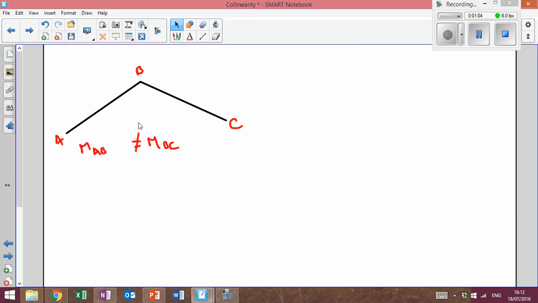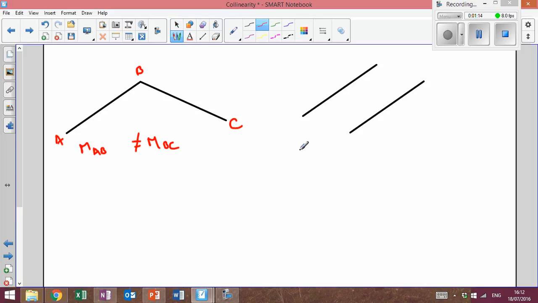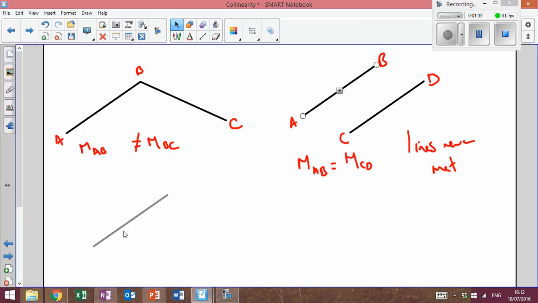Another option is if you have two lines that are parallel. There, AB and CD, your gradients have to be equal and the lines will never meet. That's the nature of parallel lines. Your third option, which is what we're really going to look at today, is if you have two parallel lines again, but actually they meet at one point.